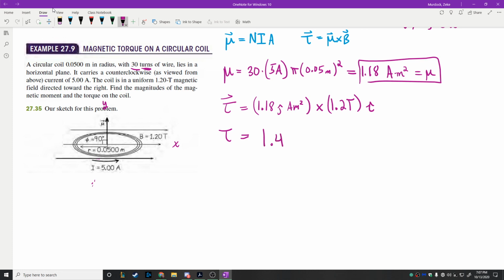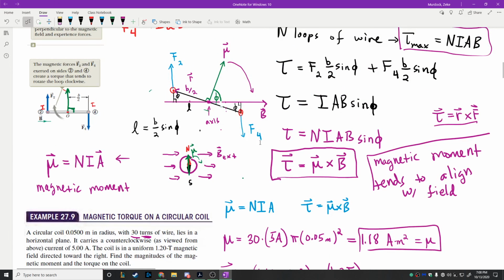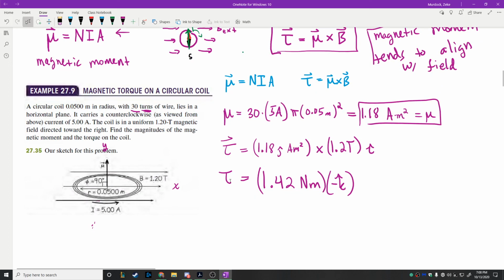Using those two numbers, I got 1.42, and the units for this would be Newton meters, and it would point in the negative k hat direction. This goes back to the question you were asking a second ago, Ash, about whether these are torques or forces. Can you see how in this case the torque points perpendicular to both B and mu, into the board?